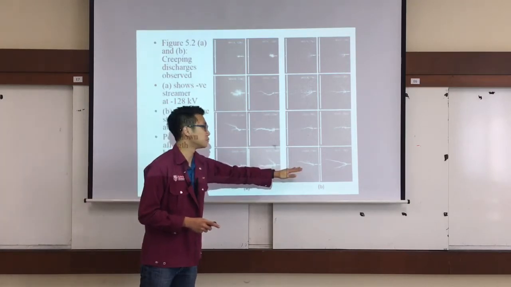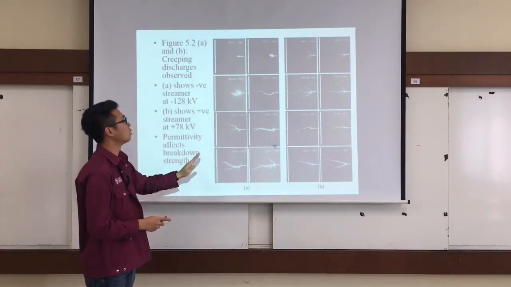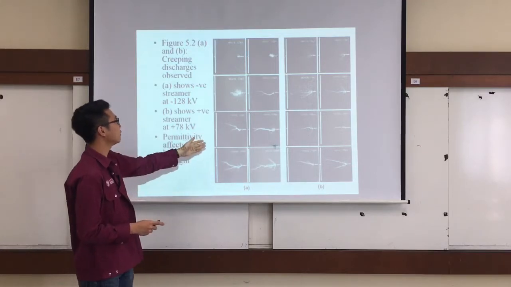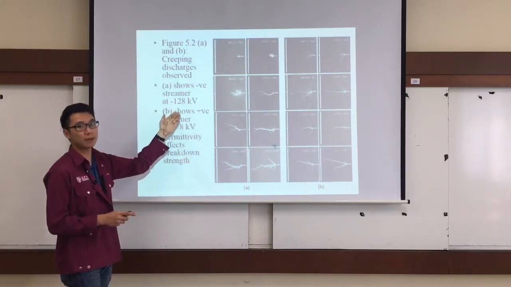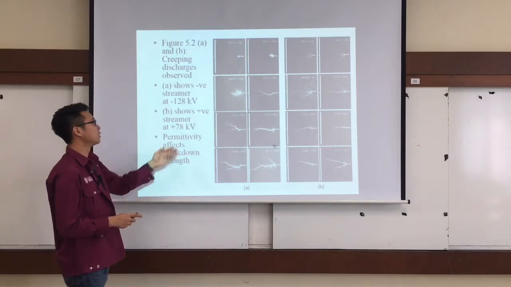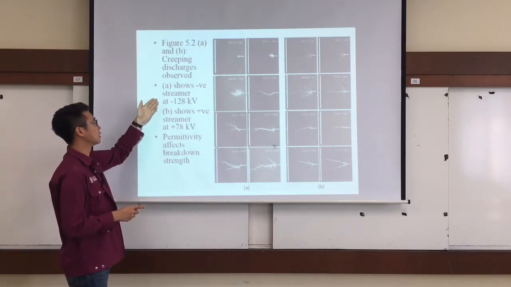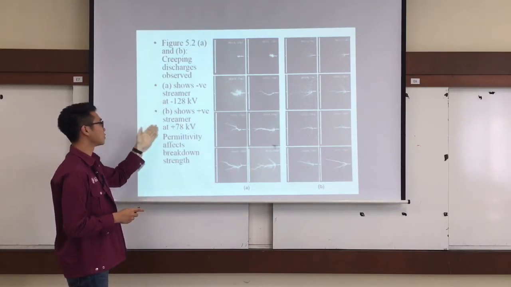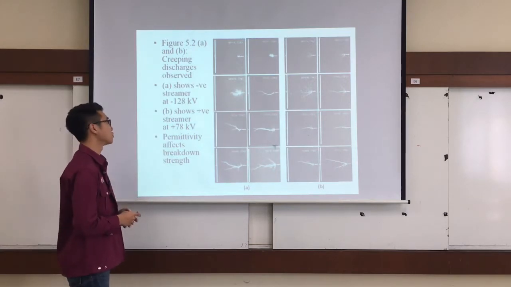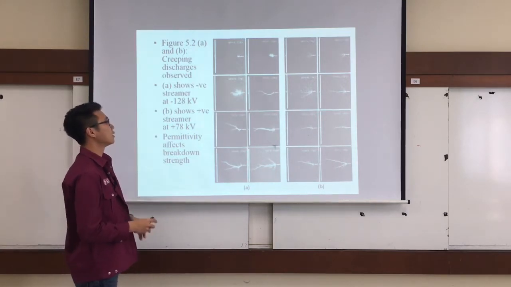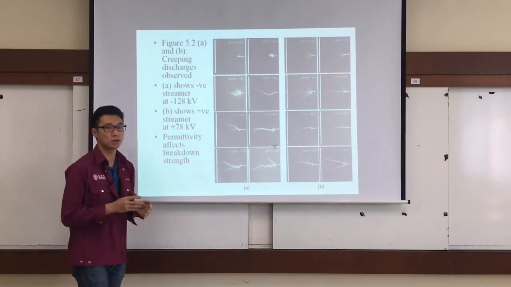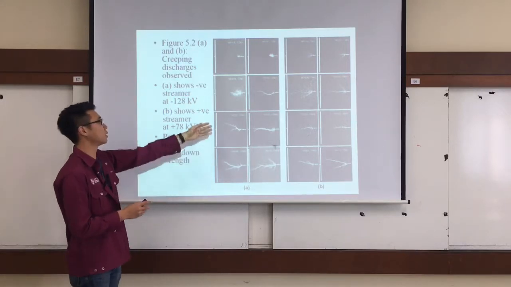to the positive. We can also see that the negative has a very high magnitude compared to the positive, where the negative is 128 kilovolts, but the positive is only 78 kilovolts. So we can see here that the permittivity of the insulating oil affects the streamer propagation.